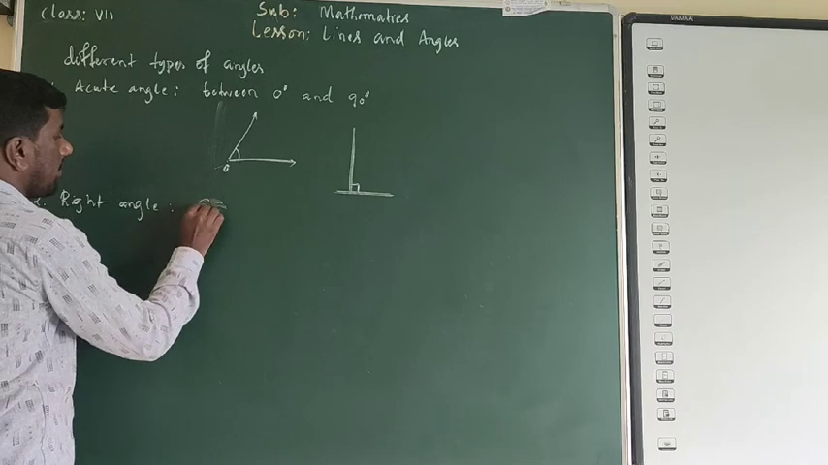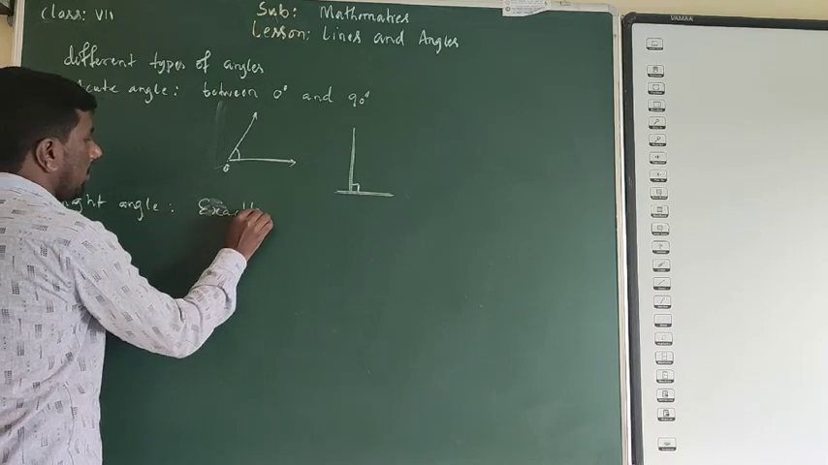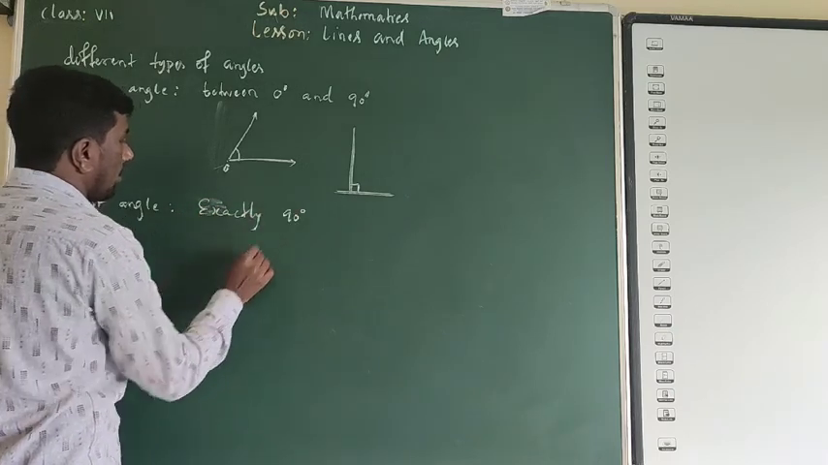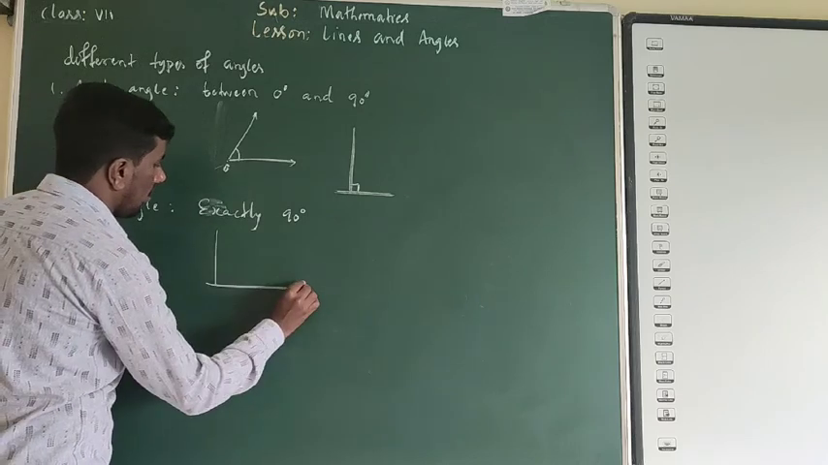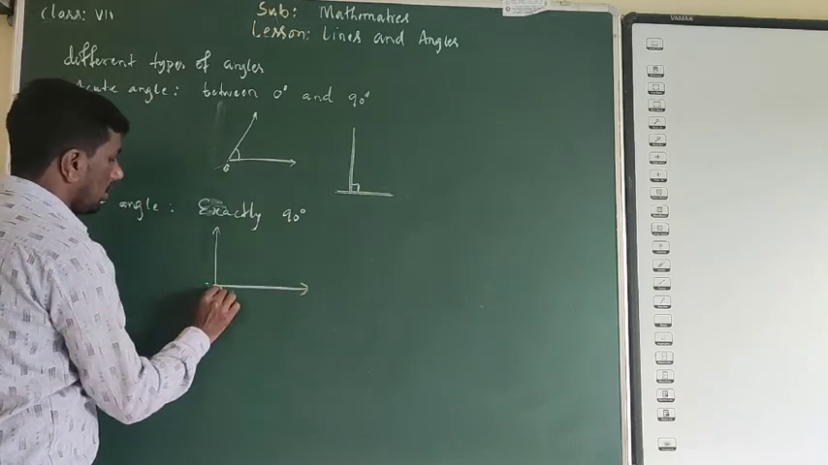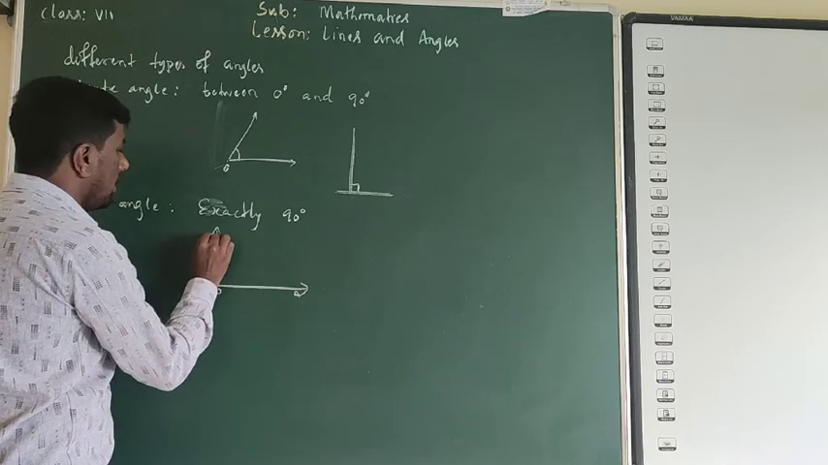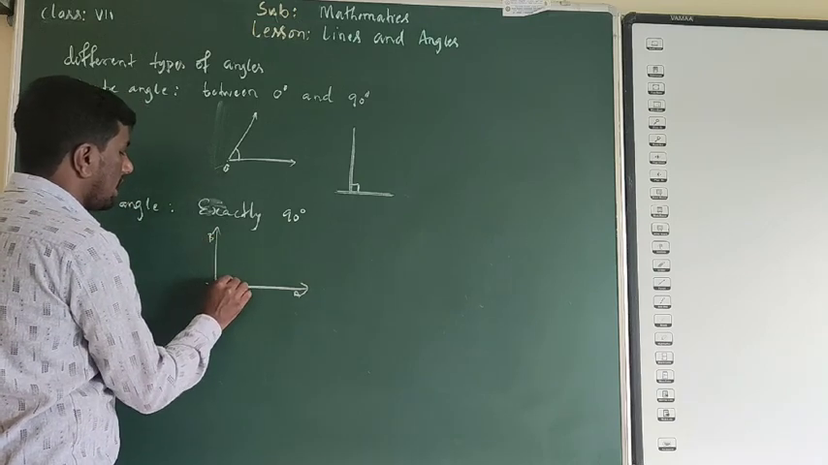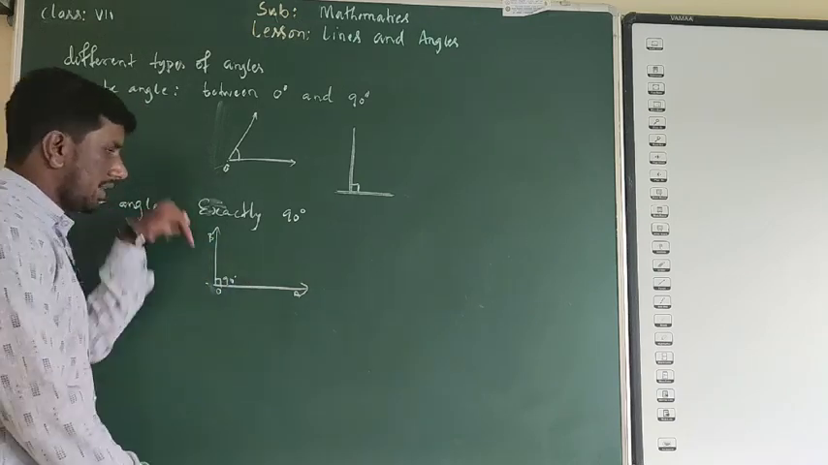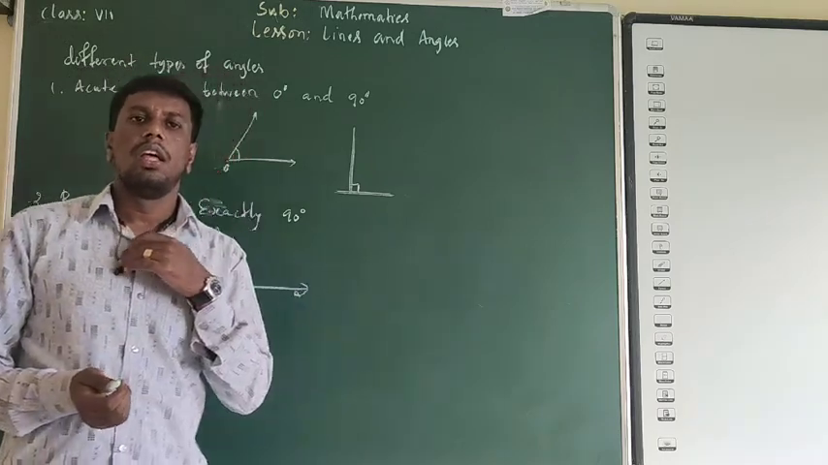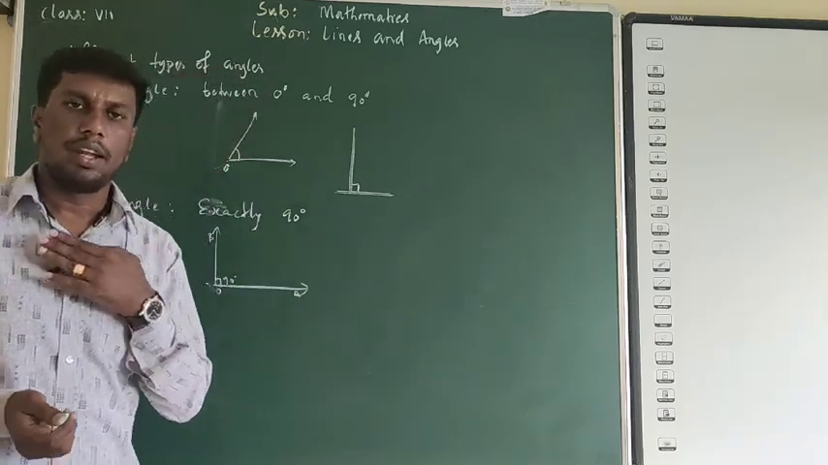Exactly 90 degrees. So one line is perpendicular to the other. Technically it has to go here. This is ray OB, and this is 90 degrees. If it is exactly 90 degrees, then it is called a what? A right angle. It is a right angle.